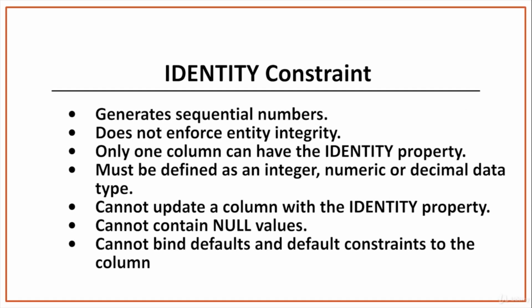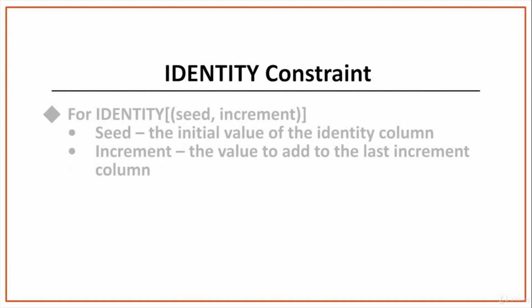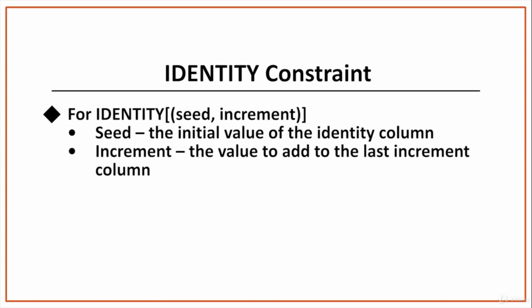This constraint generates sequential numbers, does not enforce entity integrity, only one column can have the identity property, must be defined as an integer, numeric, or decimal data type, cannot update a column with the identity property, cannot contain null values, cannot bind defaults and default constraints to the column. For identity, seed and increment: seed is the initial value of the identity column. Increment is the value to add to the last incremented column.